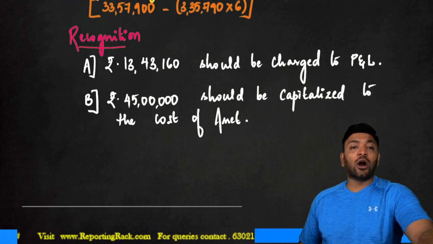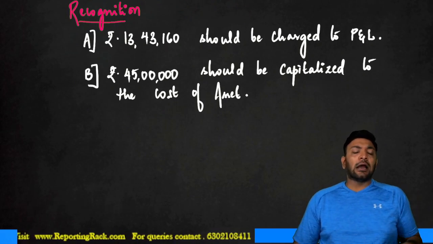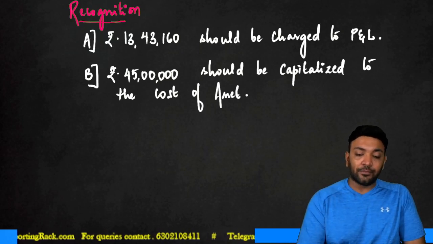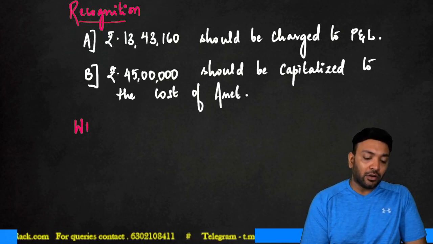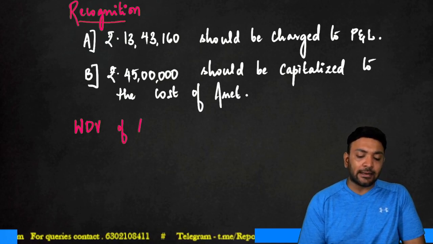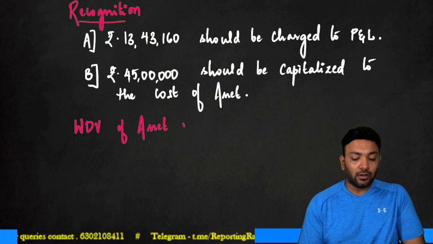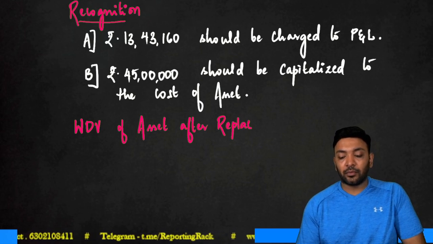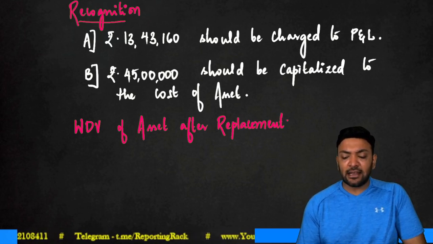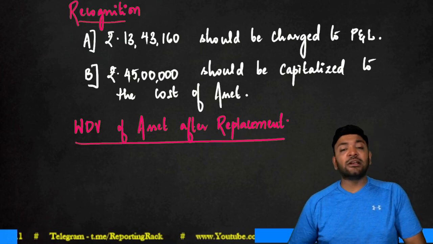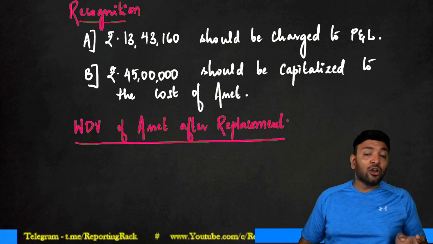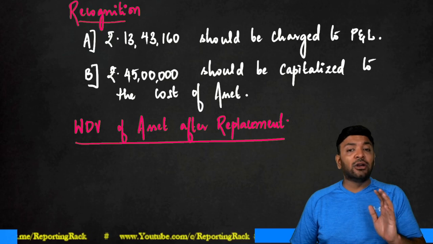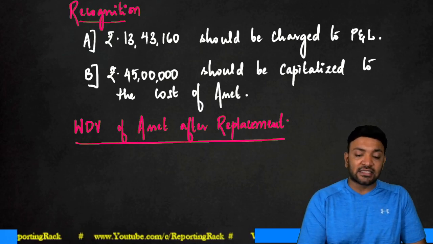After this treatment, what should be the WDV of the asset? After you give this specific treatment to subsequent cost, what should be the WDV of the asset after replacement? Once you have replaced a component of the asset, obviously because you are charging a certain amount to the P&L, you are capitalizing another amount to the cost of the asset. Obviously there is a change in the WDV of the asset. So let's see what is the WDV of the asset.